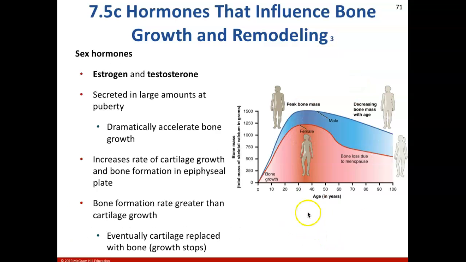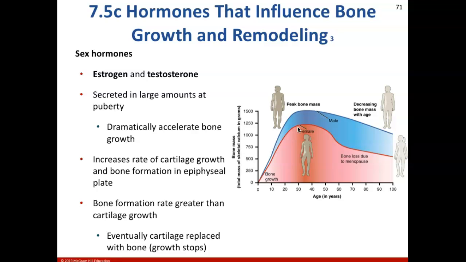And now for the sex hormones, estrogen and testosterone. We know that during puberty, we are going to secrete large amounts of these hormones that'll dramatically accelerate the bone growth. So you can see here is one for most males, and here is the line for most females. We see increased rate of cartilage growth and bone formation within that epiphyseal plate, of course, and then the bone formation rate is greater than cartilage growth.